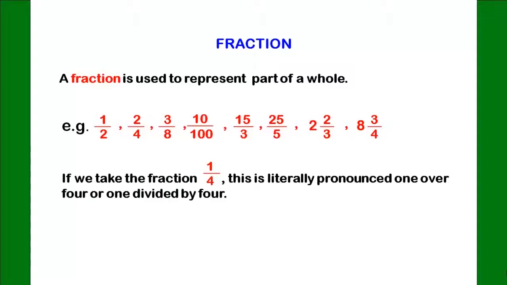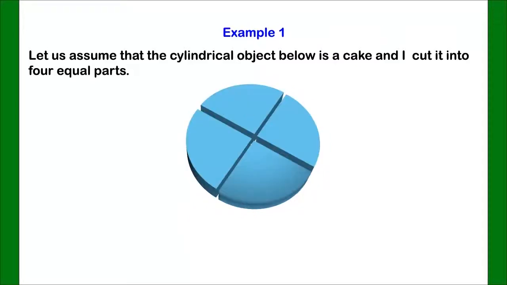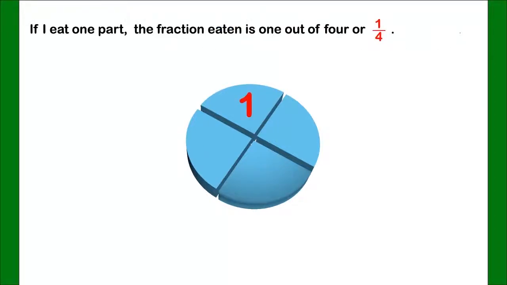Now let us take a look at the next line. If we take a fraction like 1/4, we can say this as 1 divided by 4 or a quarter. We will use the illustration below to describe a fraction. Let us assume that the cylindrical object on the screen is a cake, and I cut it into 4 equal parts as shown on the screen. If I eat one of the 4 parts, then the fraction of the cake I have eaten can be described as 1/4.